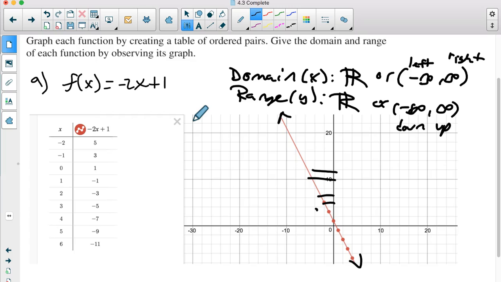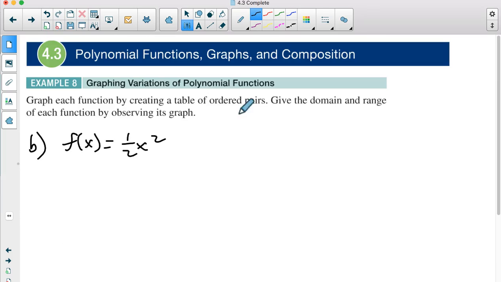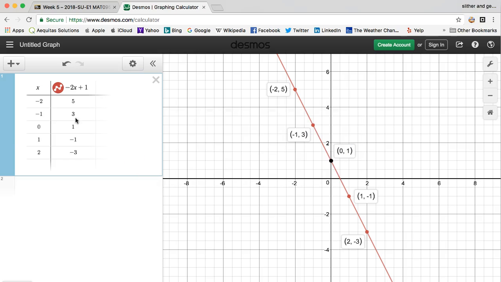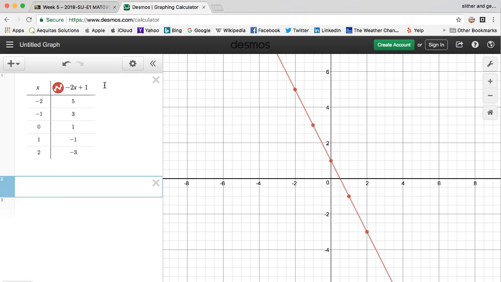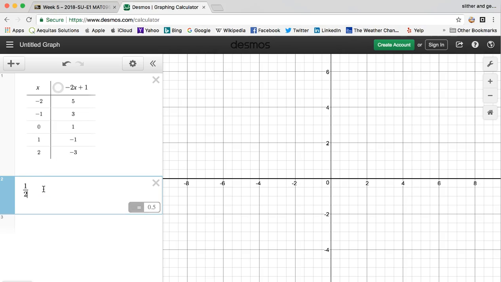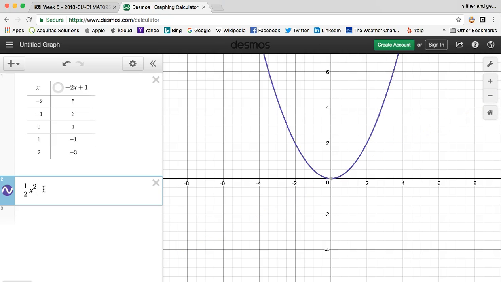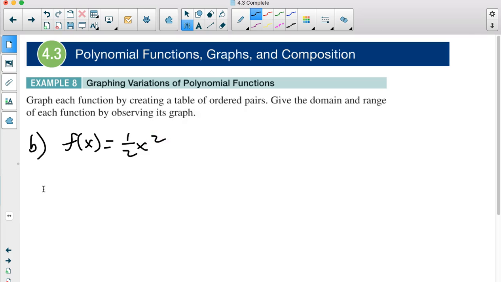Okay, let's do a few more examples here. Let's graph the function a half x squared. So go right here, and you can either keep that same one and just kind of do that, and then it disappears. So that was a half x, and if you want to do to the power, you get the shift and then the number 6 key. That's the little caret, and then it does that there. Was that it right? A half x squared?